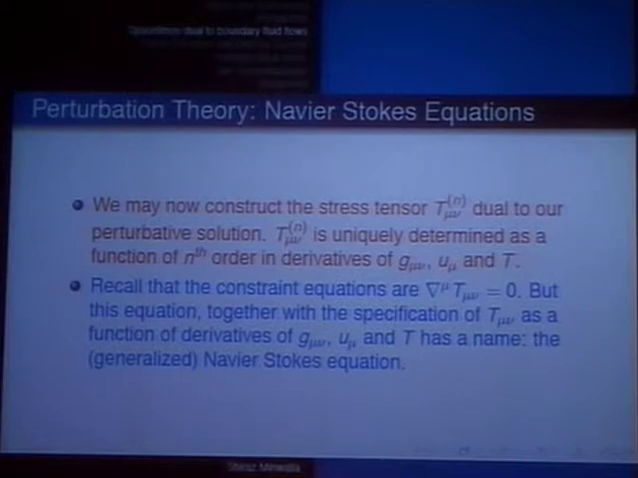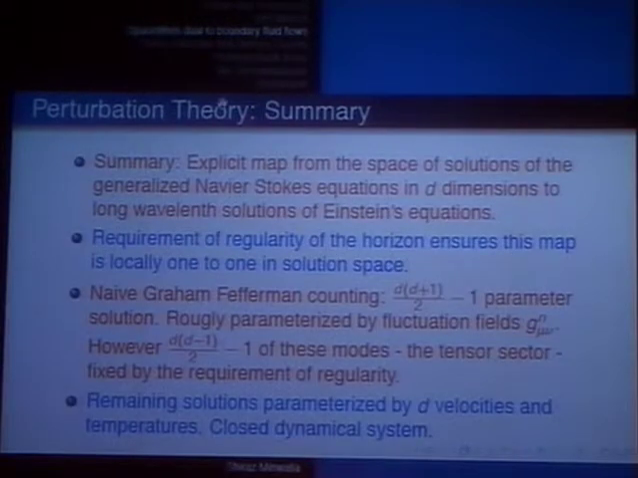Okay? So summary. We found an explicit map from the space of solutions of the generalized Navier-Stokes equations in d dimensions to long wavelength solutions of Einstein's equations with a negative cosmological constant. It's key that the requirement of regularity of the horizons ensured that this map was locally one-to-one in solution space.